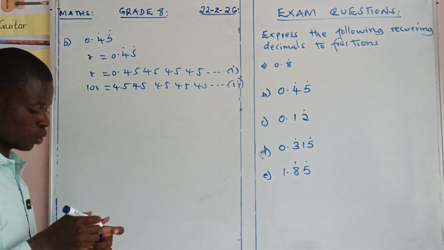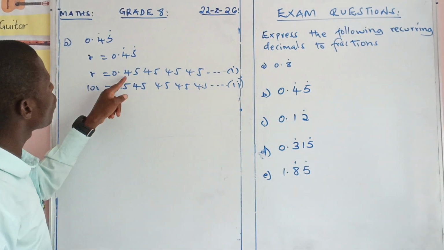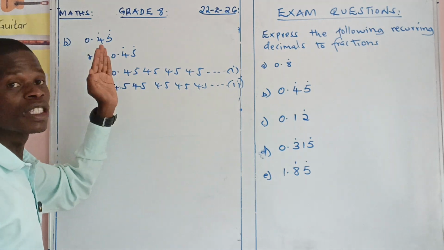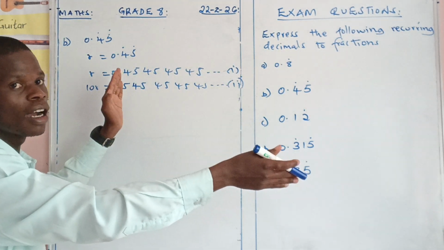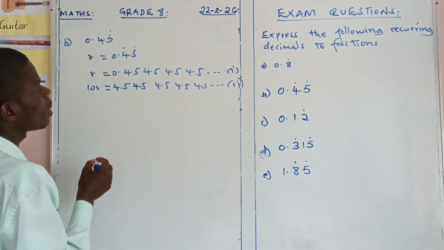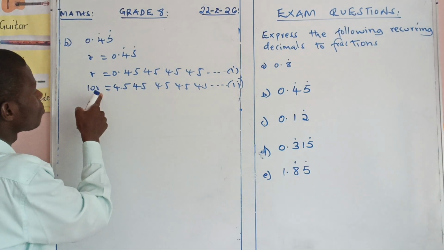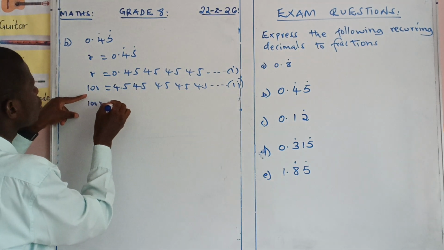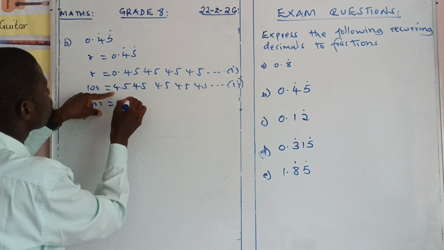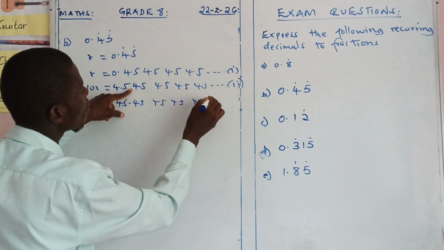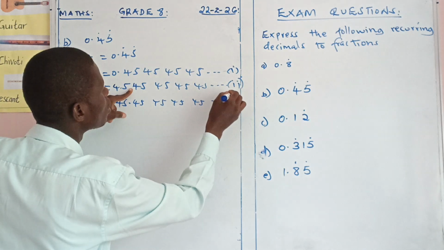So confirm the two equations. Here we have 4, 5, here we have 5, 4. Meaning that if we get the difference, it won't be 0 on the right-hand side. So move to the next, multiply here by 10. So 10r multiplied by 10 is now 100r is equal to 45.45454545. This is our equation 3.